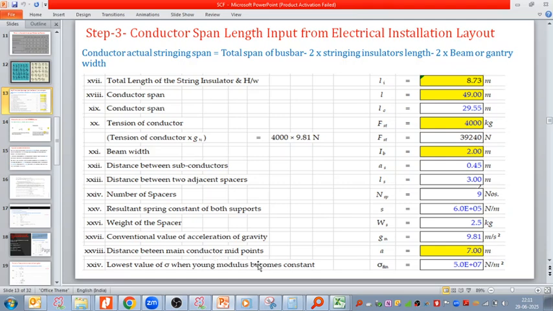Distance between main conductors' midpoints, meaning R to Y and Y to B, that spacing is 7 meter, because the bay width was 27 meter. That is why between R to Y and Y to B we have considered 7 meter, and between phase to gantry we have taken 6.5 meter. So phase to phase spacing is 7 meter from R to Y and again 7 meter from Y to B. And the lowest value of angle modulus becomes constant. This again I am taking from 60865. I will tell you about this value in the Excel sheet.